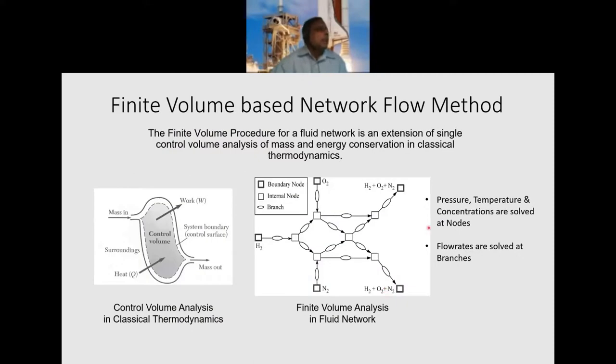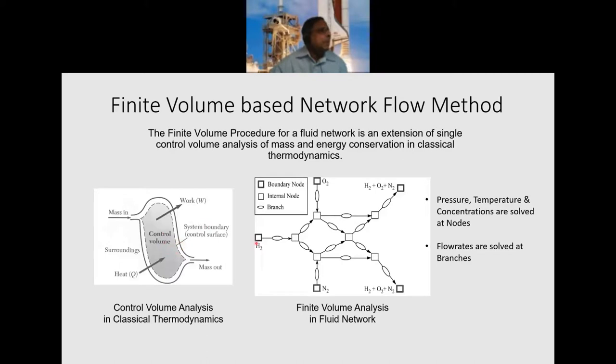So what is the finite volume based method? It is essentially an extension of the control volume method. In undergraduate thermodynamics, we all do this control volume analysis, where we do the conservation of mass and energy. We assume the flow rates are known when we do the thermodynamic analysis for a control volume. Typically, we do a single control volume. We just represent it as a boiler or turbine or pump, and we apply the first law of thermodynamics to calculate what we don't know.